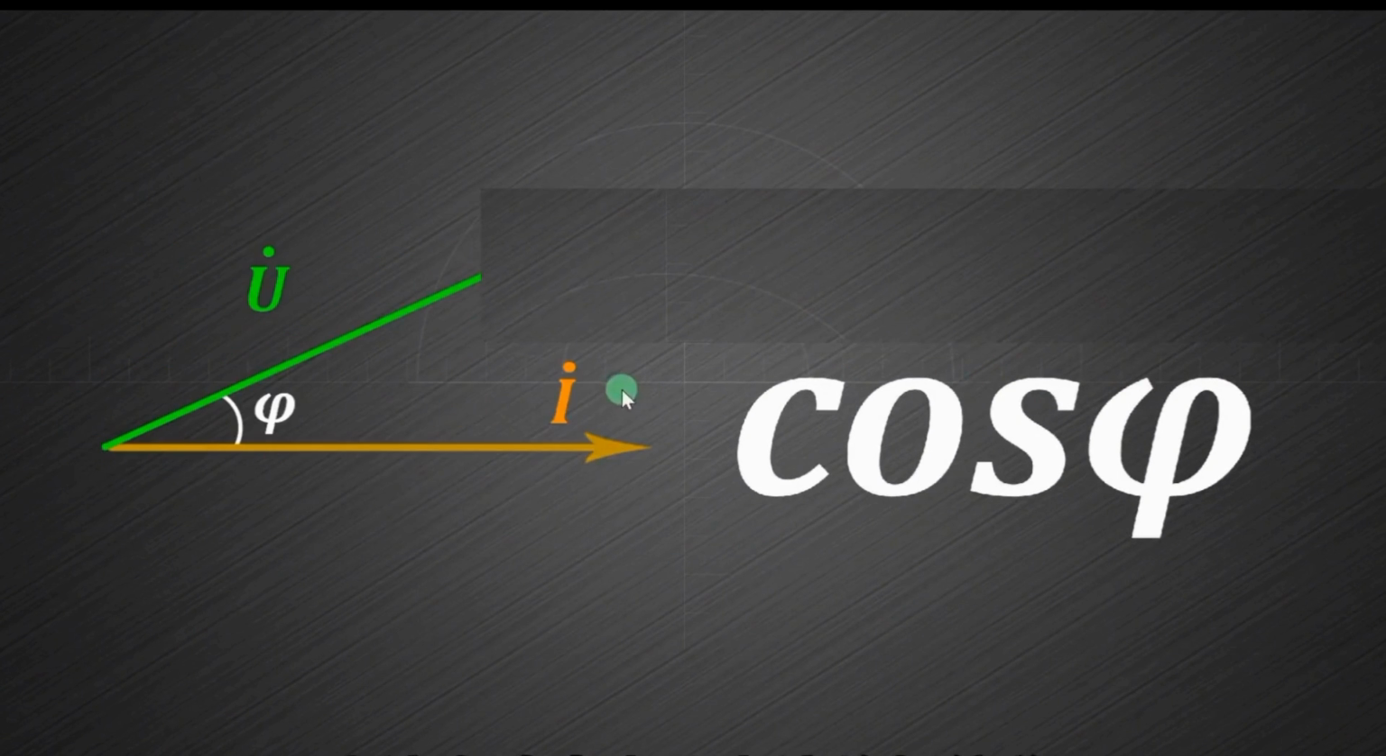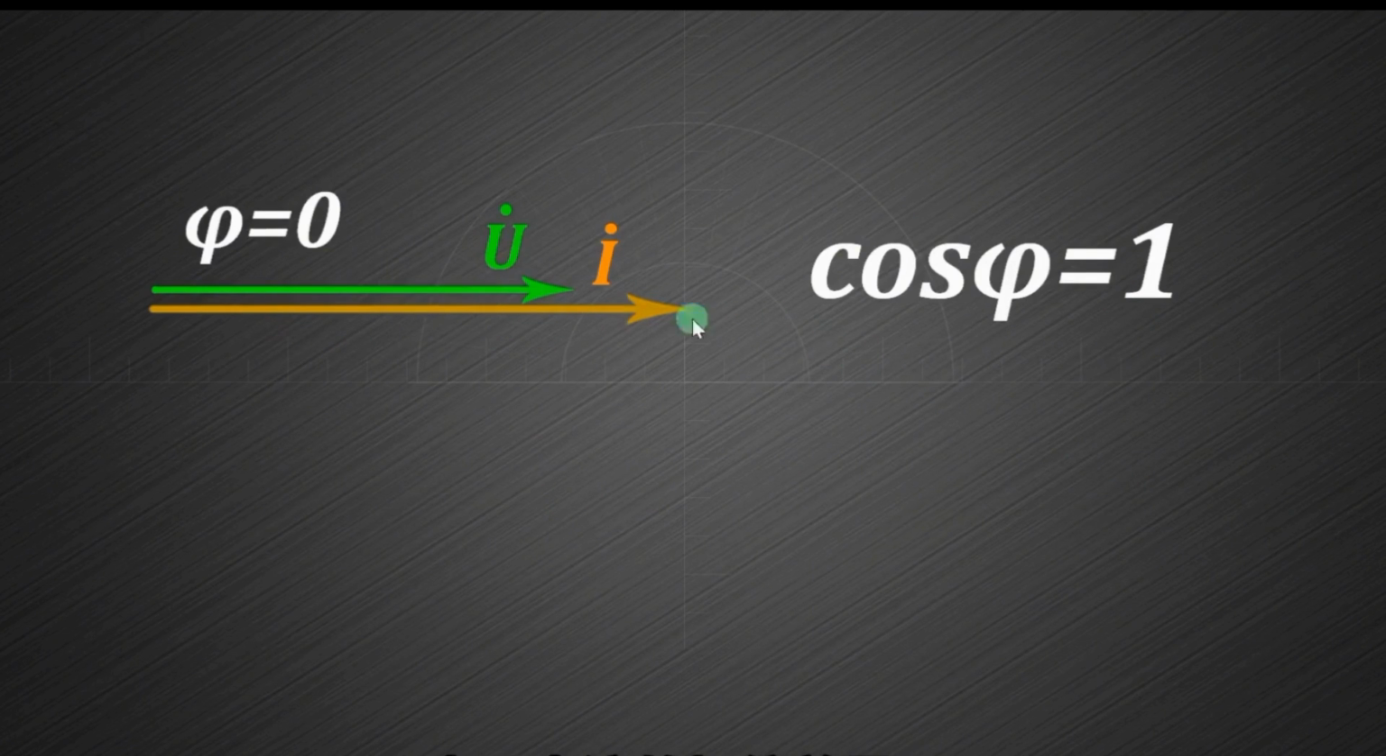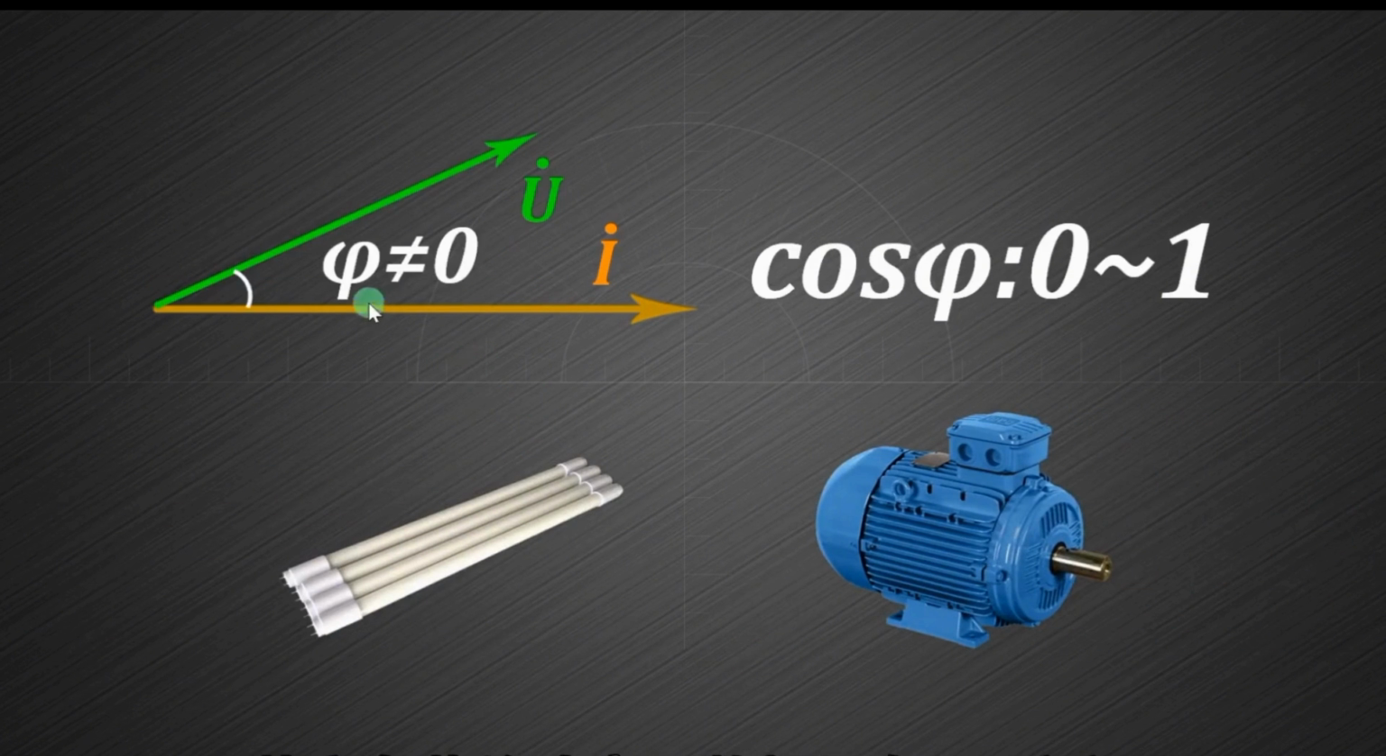In an AC circuit, the cosine of the phase angle between voltage and current is called the power factor, which can also be expressed as the ratio of active power P to apparent power S. When the load is resistive, the phase difference between voltage and current is 0, and the power factor can reach 1. Other loads' power factors range from 0 to 1.